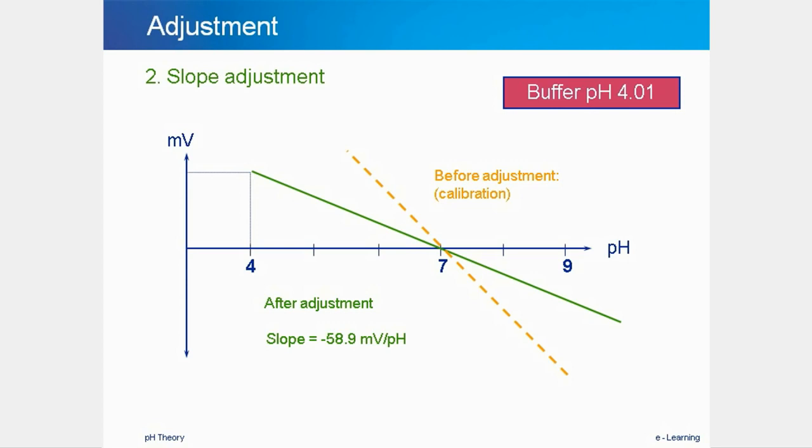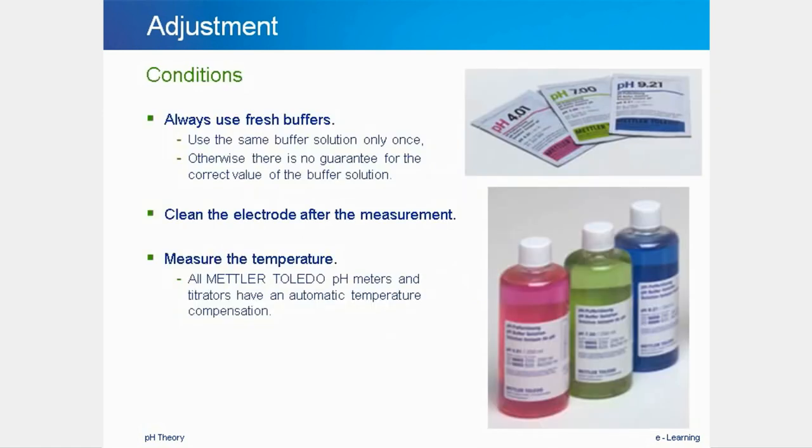Again, in the slide, the orange curve shows the ideal theoretical electrode behavior, and the green curve shows the adjusted slope for the real behavior found for the electrode. For the calibration and adjustment to be able to be performed correctly, the right solutions to test with are very important. The buffer should always be fresh and can only be used once.